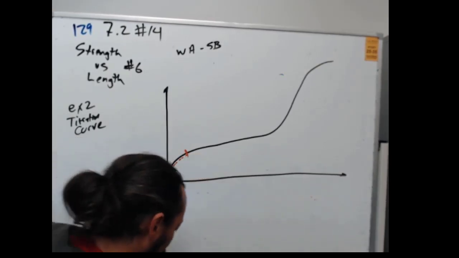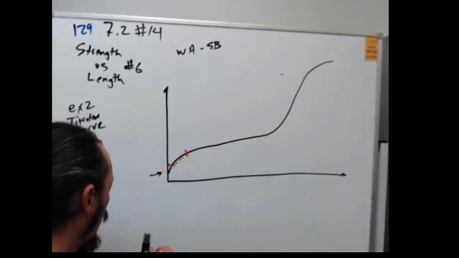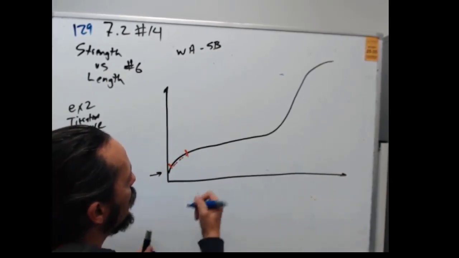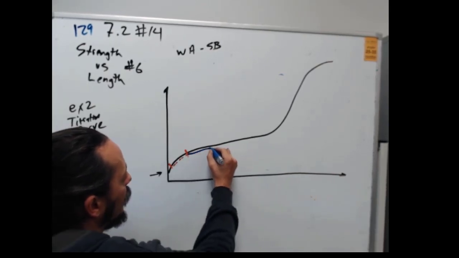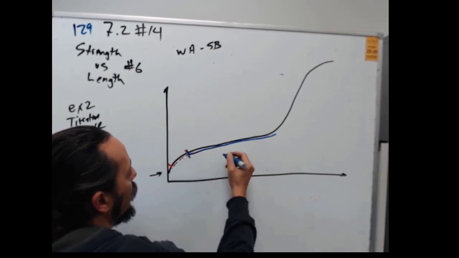And then we have our buffer region, where we have our weak acid and our conjugate base both present.